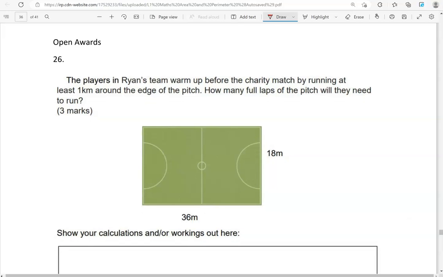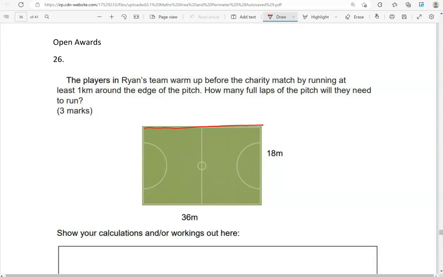The players in Ryan's team warm up before the charity match by running at least 1 kilometer around the edge of the pitch. How many full laps of the pitch will they need to run? Show your calculations. So as they will run around the edge of the pitch, that means we're working out the perimeter. So what is the perimeter of the pitch?